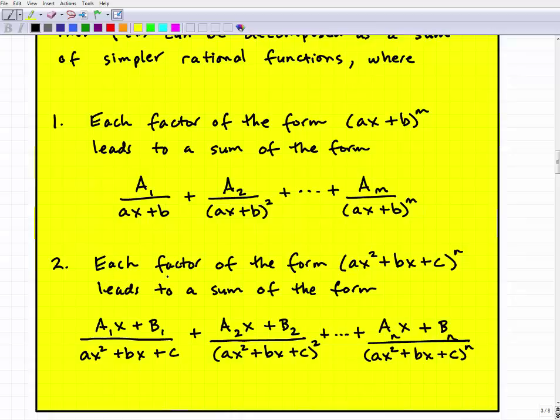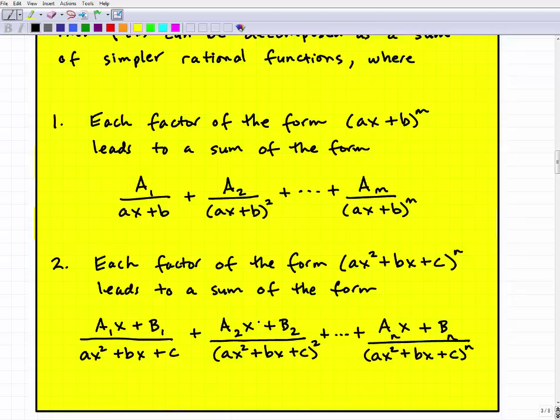Then 2, each factor of the form ax squared plus bx plus c to the n power leads to the sum of the form of this following. It's important that after we go through this that you're able to read these formal definitions and understand it, because this is what's going to be coming at you as you progress in math. So it probably doesn't, and I don't blame you if you're like, I have no idea what this means. Hold on, you definitely will.